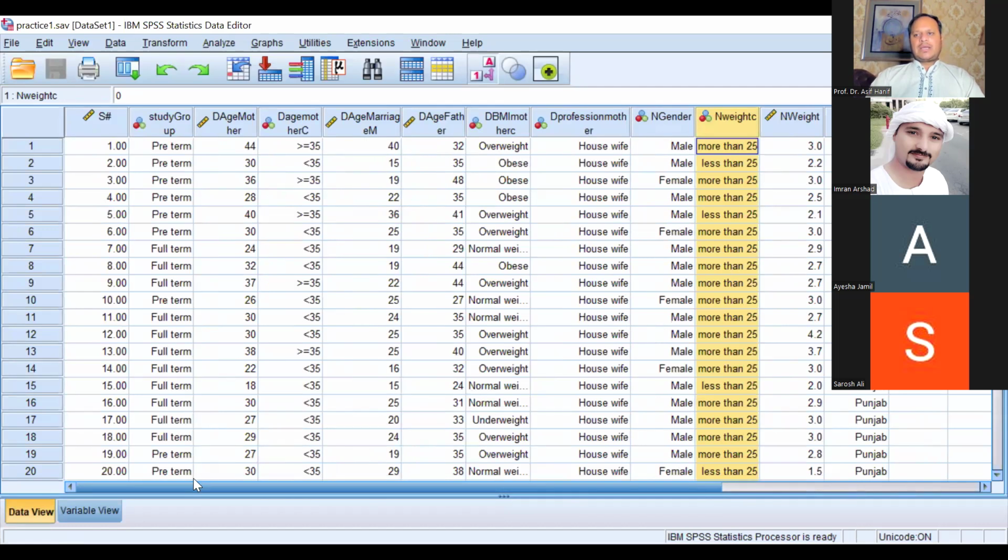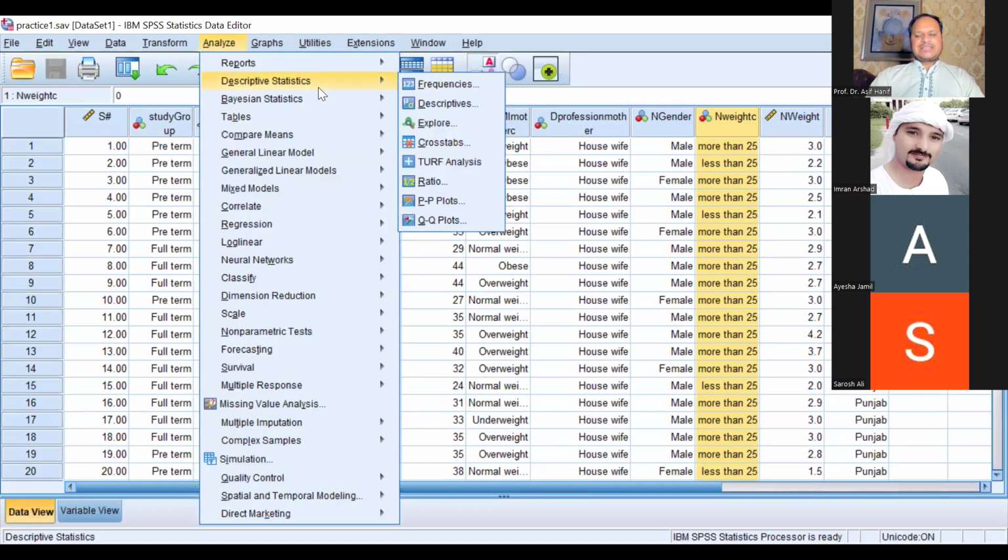So if you want to apply the chi-square test to see the association, there are certain chi-square tests. The purpose of the chi-square test may be different than association, but right now we are talking about checking the association between two categorical variables. If you go to Analyze, Descriptive Statistics, here is Crosstabs. Usually people are trapped and do not find the crosstabs or chi-square test because it is given under descriptive statistics.